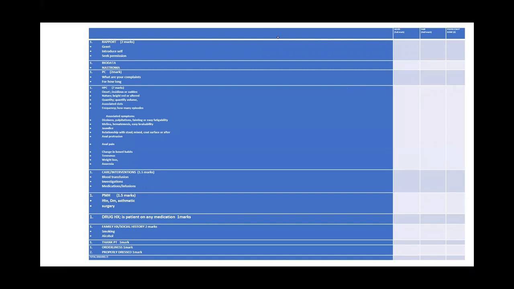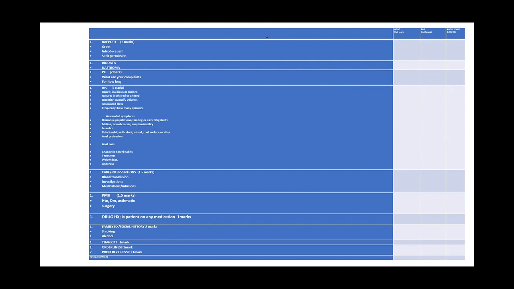Okay? Now, don't forget, if you come to the history of presenting complaint, you have to ask questions regarding the complaint itself before you go to associated symptoms. Don't forget the onset. Anytime you have a symptom, don't forget, those symptoms start in 2 ways. It could either be insidious in onset or it could be sudden in onset. It might be gradual over time. It might be sudden in onset.